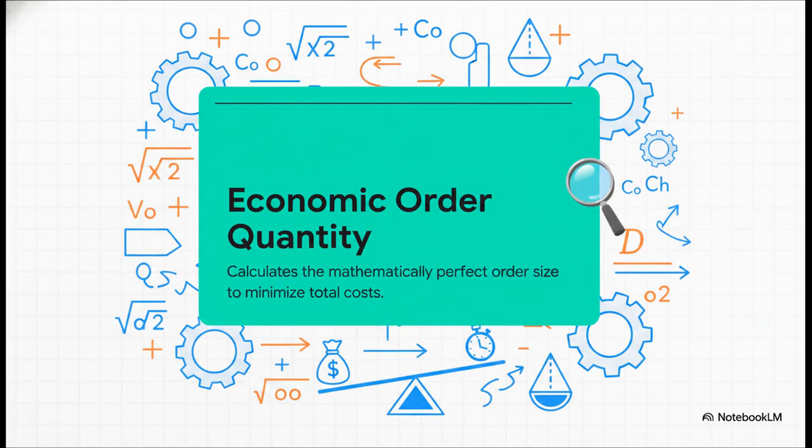Enter our mathematical weapon, the economic order quantity, or EOQ. The formula looks a bit intense, but it's just the square root of 2 times D times CO all divided by CH. So what does that actually mean? Well, D is simply your annual demand, CO is your cost per order, and CH is the holding cost per unit per year. By plugging in these exact numbers, EOQ calculates the mathematically perfect order size to completely minimize your total inventory costs. It basically finds the exact perfect balance point on that seesaw we just talked about.